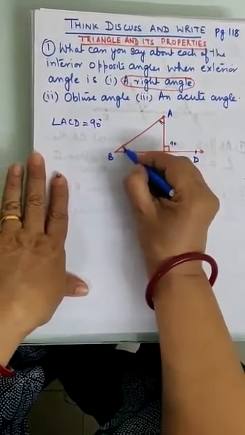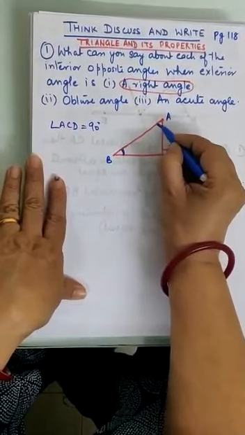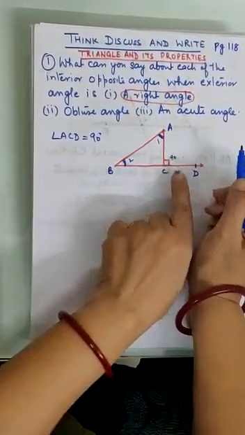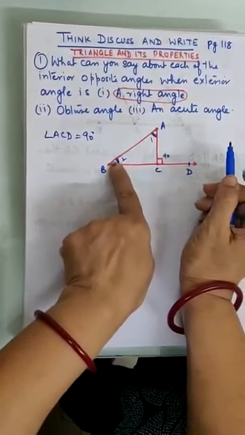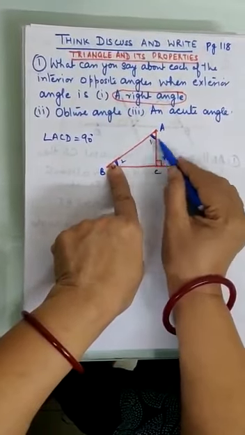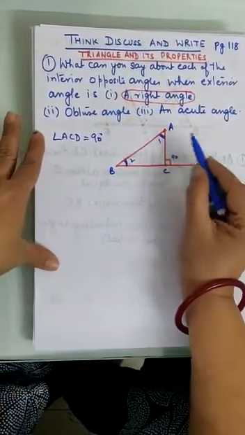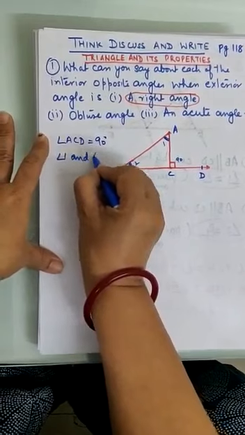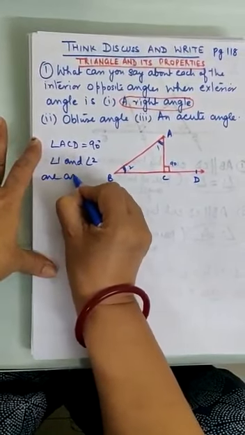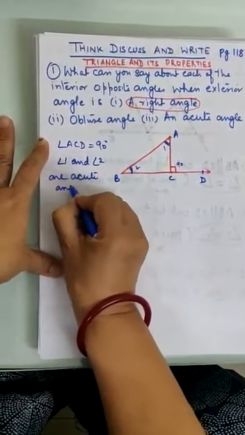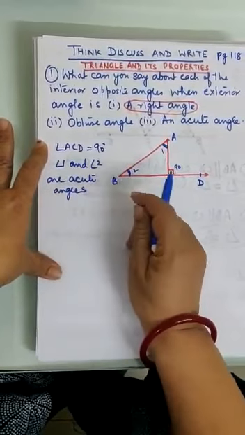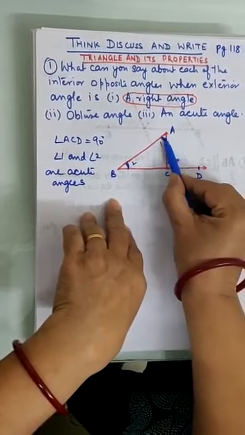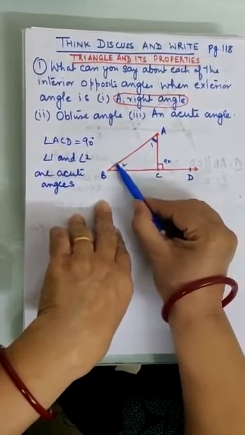So what kind of angles are these two? These two are angle 1 and angle 2. These are acute angles. See, the exterior angle is equal to the sum of these two, so these two must be less than 90. So angle 1 and angle 2 are acute angles. So what do we conclude? When the exterior angle of a triangle is a right angle, then the interior opposite angles are acute angles.